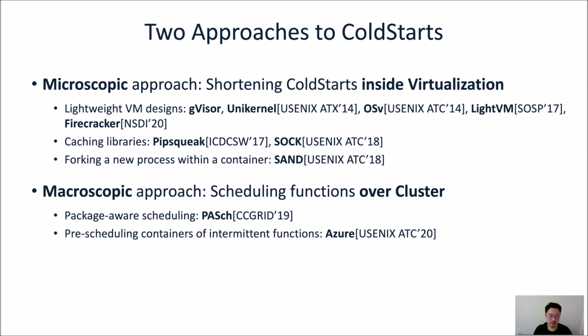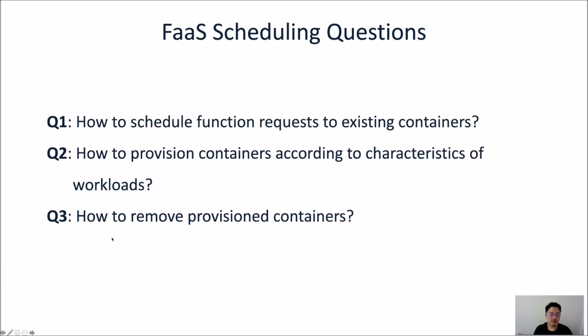And the USENIX paper from 2020 reduces the cold start of intermittent functions, but this is not general for the workloads that we presented previously. First of all, none of them really answers the following questions: how to schedule function requests to existing containers, how to provision containers according to the characteristics of workloads, and how to remove the provisioned containers.